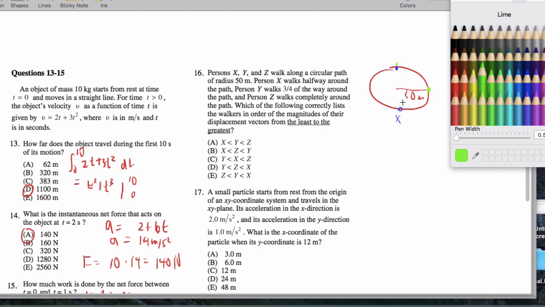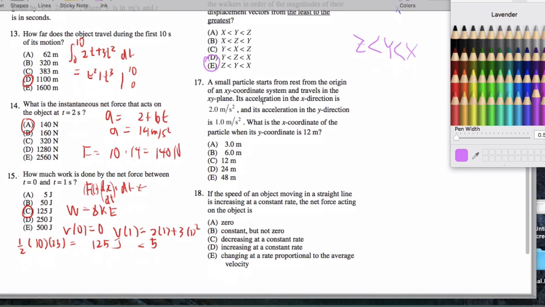And then person Z walks all the way around. So they start here and they end here. So let's look at these displacements. X has this displacement, Y has this displacement, and Z has a displacement of 0. So if I were to rank them, Z is going to be less than Y, which is going to be less than X, which is choice E.